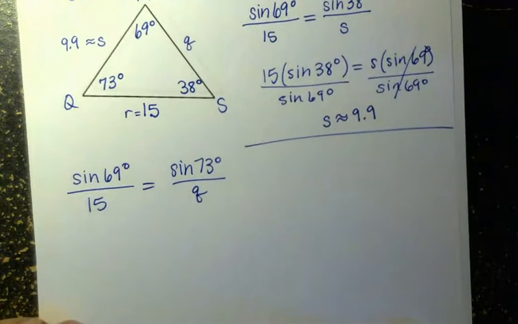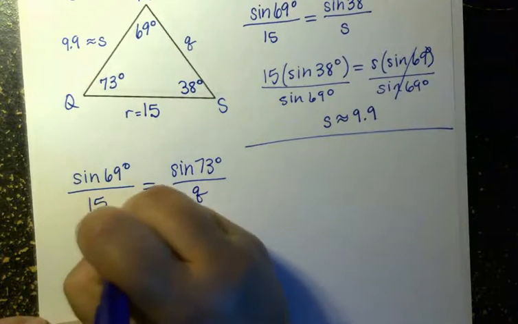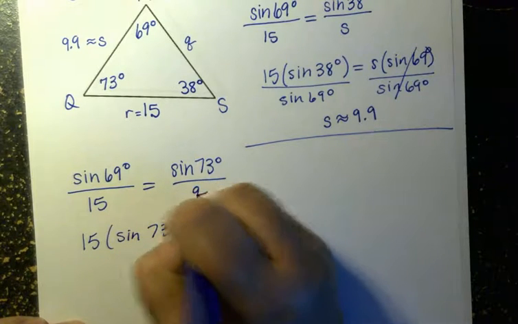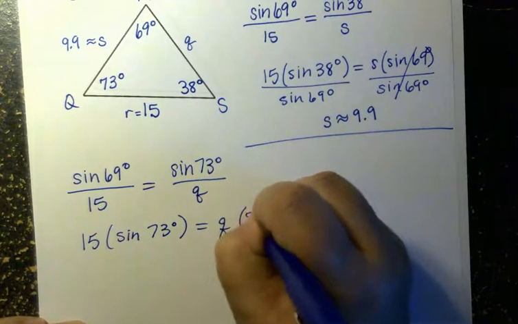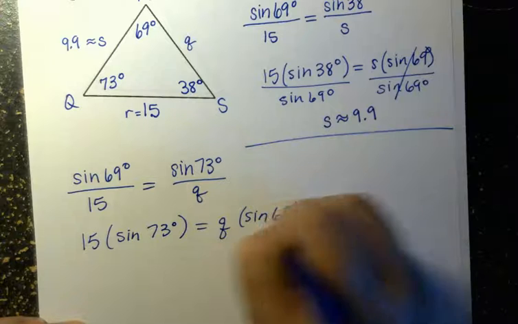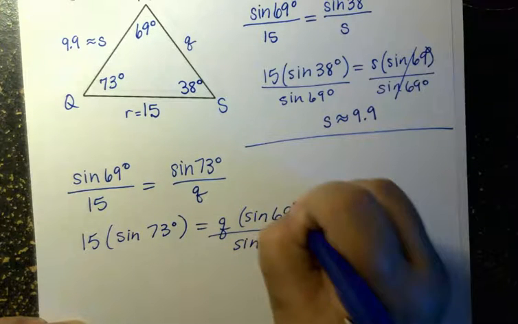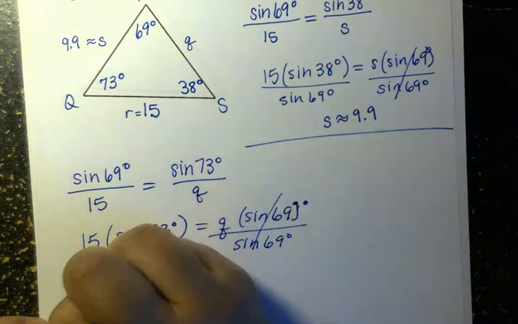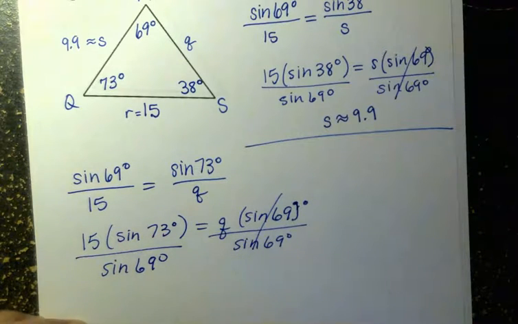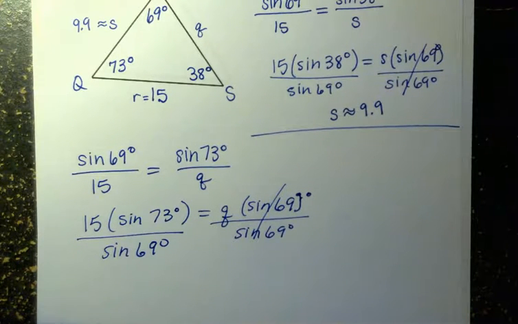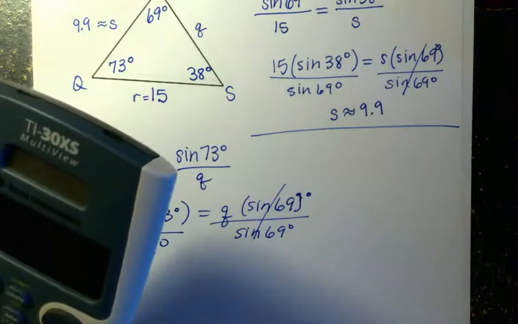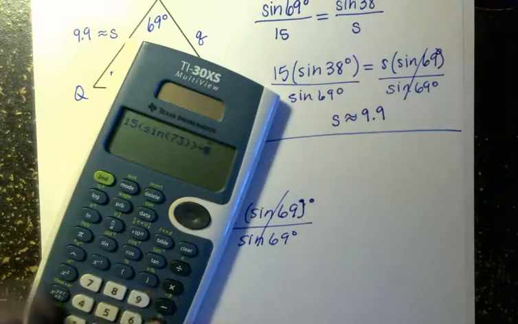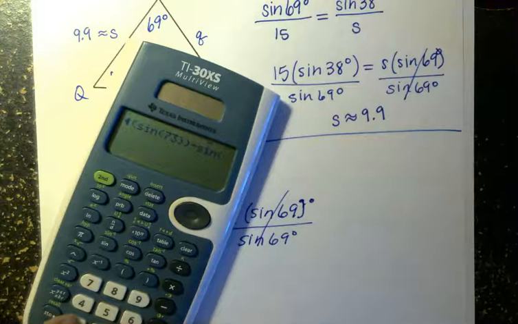And again, I'm going to go ahead and cross multiply. Divide both sides by this sine. I'm sorry, that degree goes in there. So it will cancel. And now q is by itself, and that tells me what goes in the calculator. 15 times sine of 73, all, did I do it right? No. All divided by sine of 69. I'm doing it all in one.